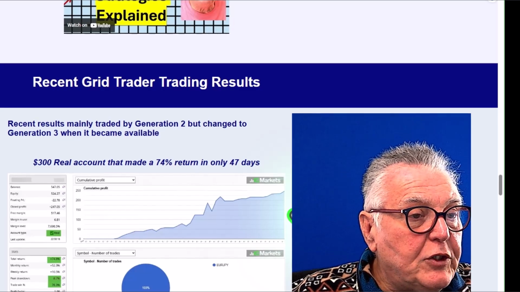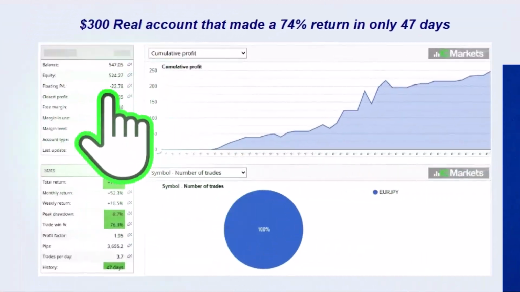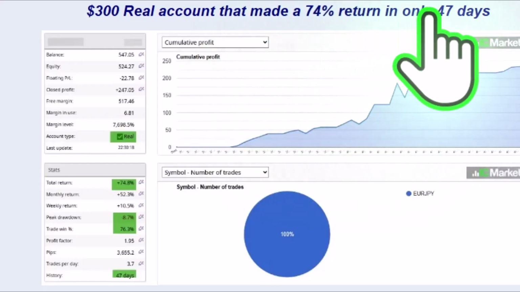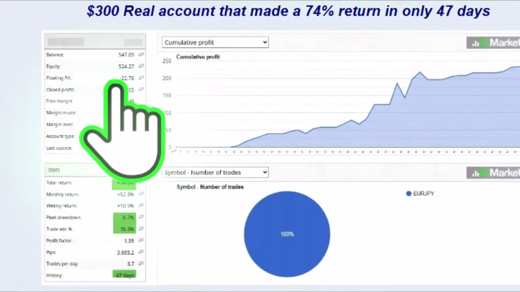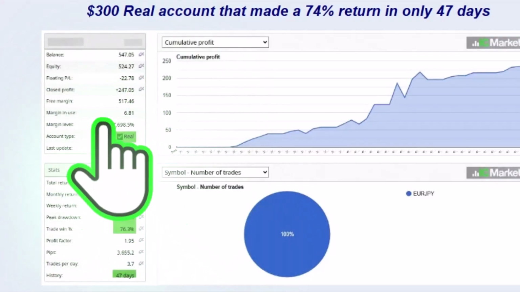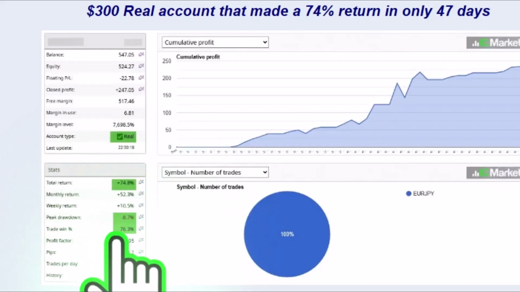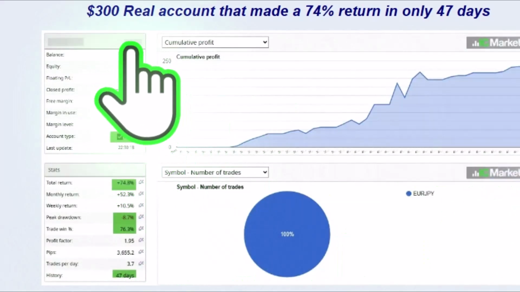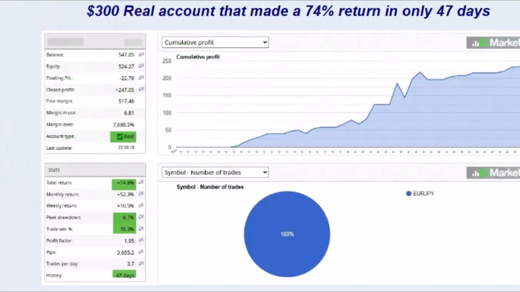So here's an example of a real account that has gone up 74% in only 47 days. That's phenomenal results. And the beauty is it's got very little floating profit and loss. And there you can see the statistics, relatively small drawdown, nice success rate, and a beautiful result. And this is based on a $300 real account. So you can trade the system with small accounts.